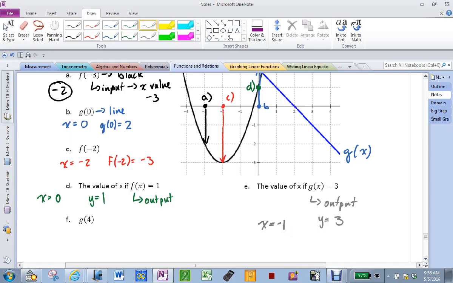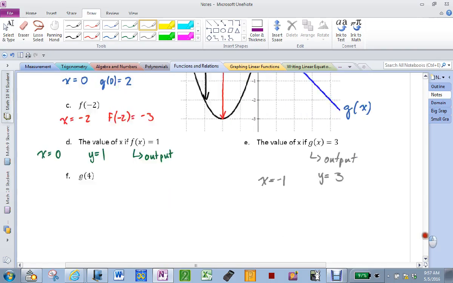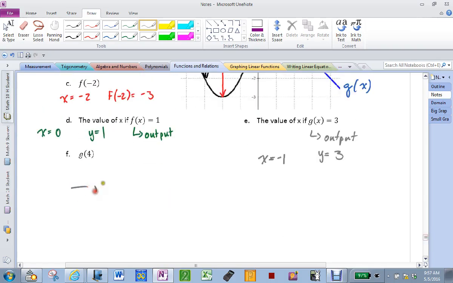Everyone is cool? All right, now find f. Do that one by yourself. You shouldn't need to write anything down. You should just find it on the graph. If you need to write it down, that's okay, but you should be able to find it. Tell me just the point.